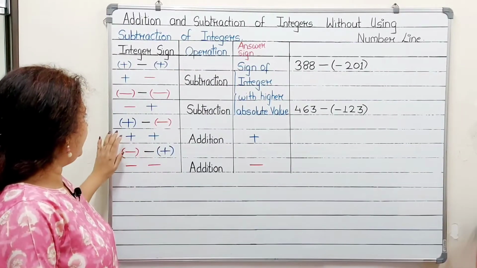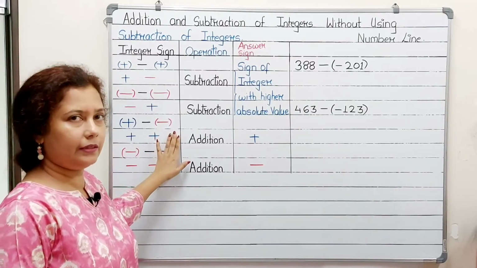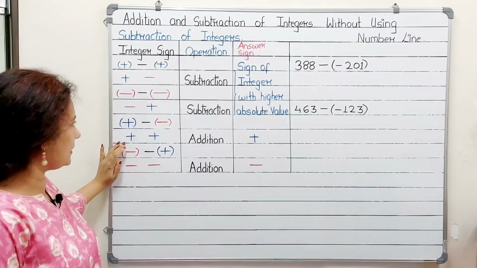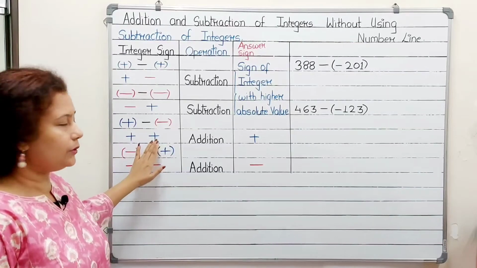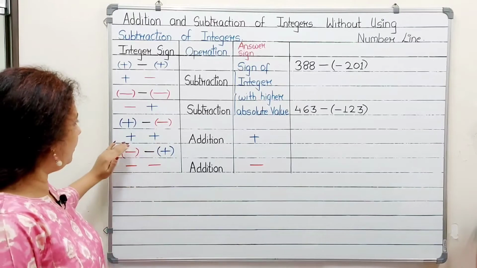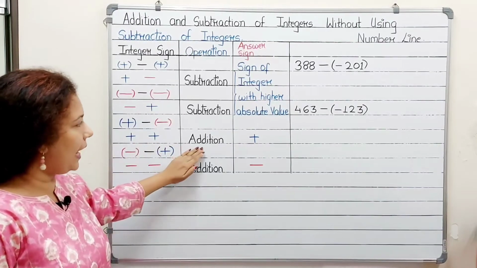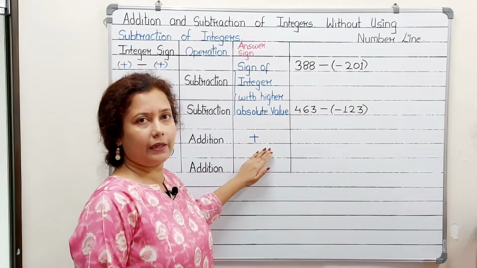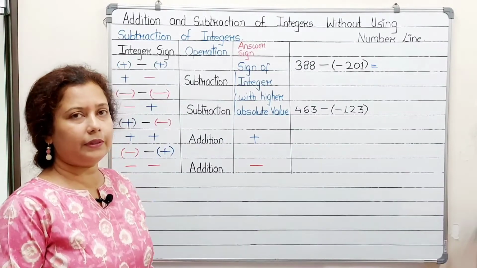Next we will see subtraction of a positive and a negative integer. When first integer is positive, we write it as it is. Minus minus becomes plus. So the sign of the second integer changes to plus. Now both the integers are of same sign, that is positive. So we add the absolute values of the integer and give positive sign to the answer. We'll take few examples for this.